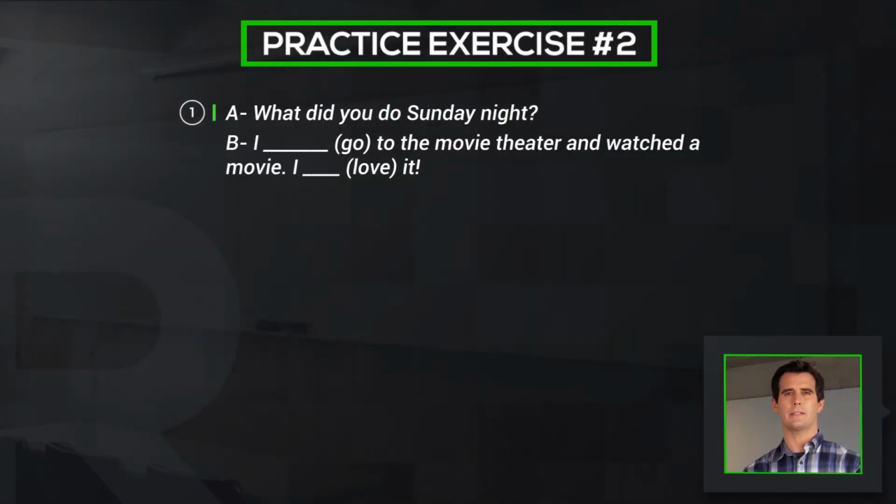Okay, let's do one more exercise. In this exercise, we will have 4 short conversations. The conversations are missing some words. I want you to write in the missing words to complete the conversations. Next to each blank, you will see a verb. Use that verb to help you finish the conversations.